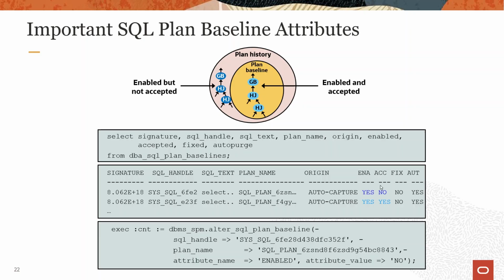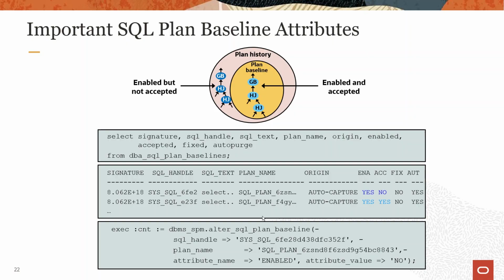While for a plan that says accepted no, if the optimizer generates that particular execution plan for that particular SQL statement, it cannot use that execution plan because it's not accepted. It will choose one of the execution plans with accepted set to yes, the one with the lowest cost.